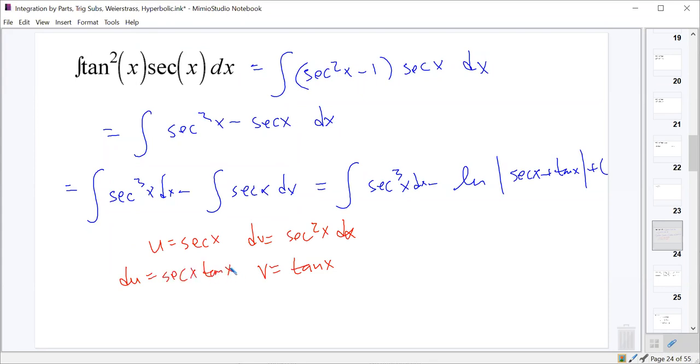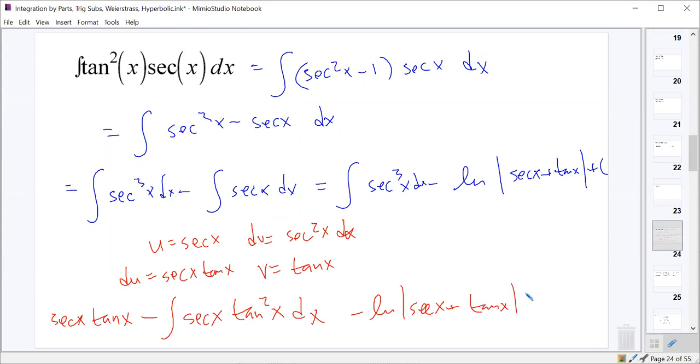So let's see what we end up with. We end up with u times v, so secant x tangent x, minus the integral of v du, which is secant x tangent squared x dx. And then we still have a minus natural log absolute value secant x plus tangent x attached to it. I'm going to leave off the constant for right now because we're going to have more constants here in a bit. Everybody good with that? And what do we do next? What do we notice?